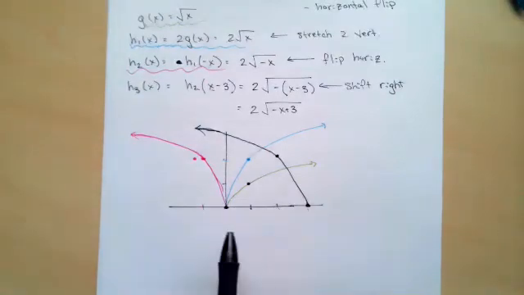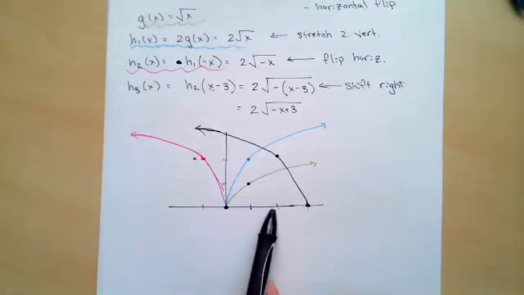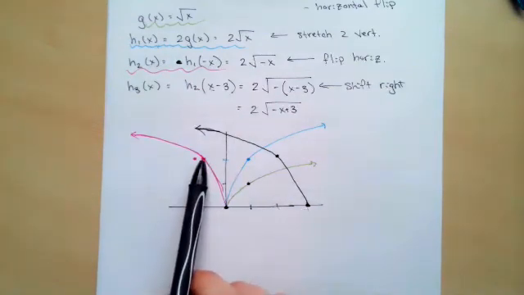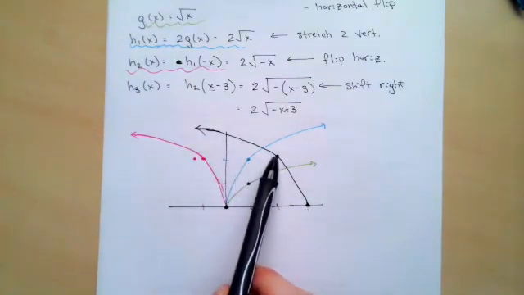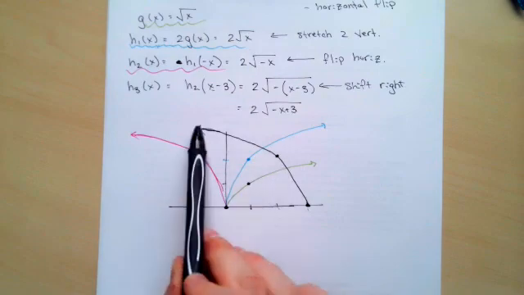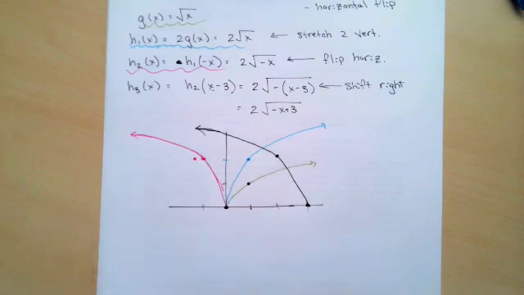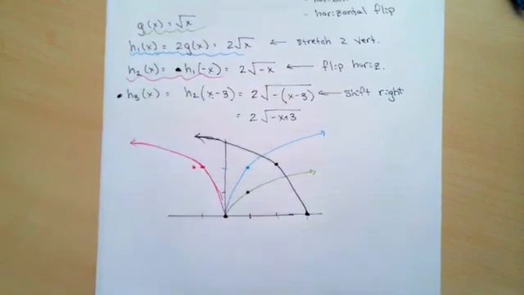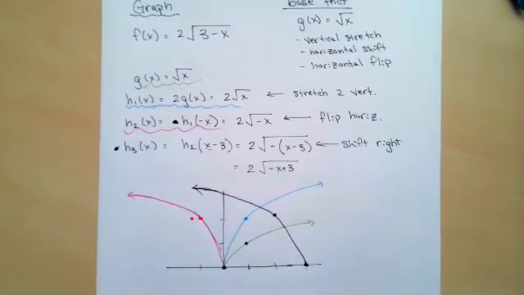So we shifted our base point over 3, our other point to the right 3, and then just drew it. Any questions?